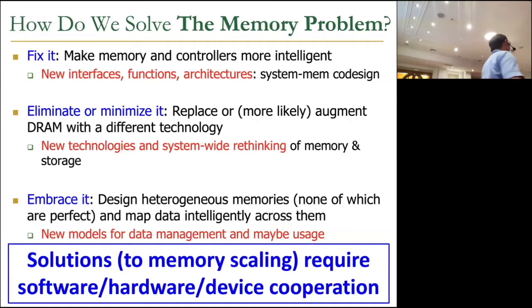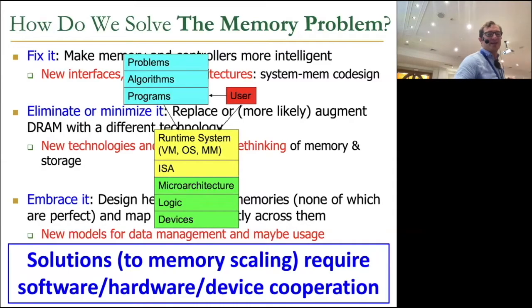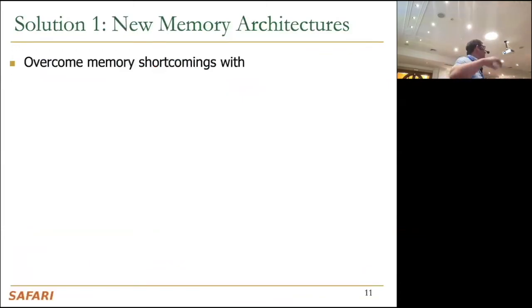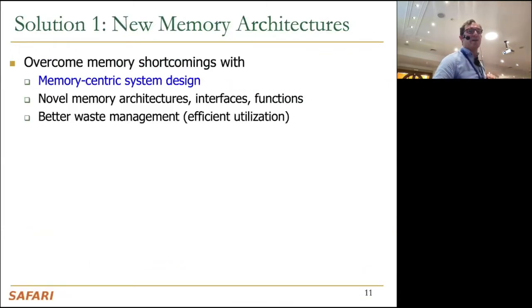So in the end, I think if you really want to solve the problem, you need to think across the stack because none of these are at a single level. You really need to change some of the interfaces, functions, technology, and models with which you're managing data with. Okay, so you really need to think across the stack, I think. So let's take a look at the first solution direction in a little bit more detail. So how do we overcome memory shortcomings?